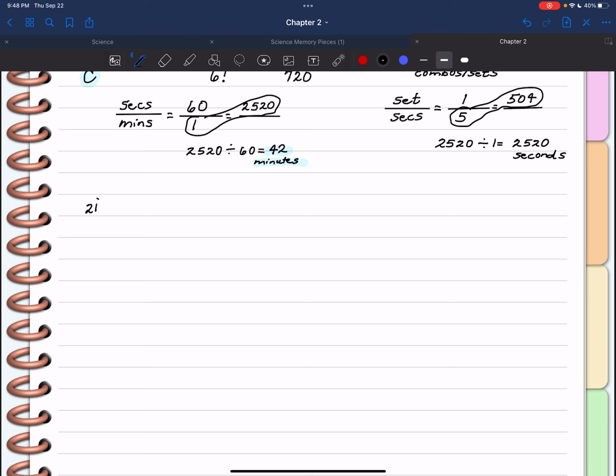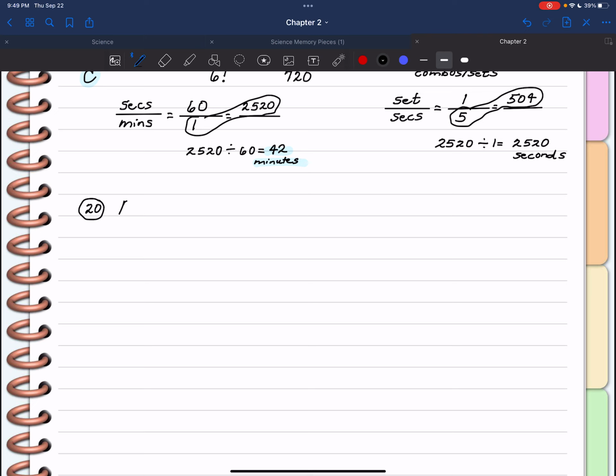Number 21. No, number 20. You are directing a historical play. In how many ways can you cast the roles of Washington, Adams, and Jefferson from a pool of 8 actors?